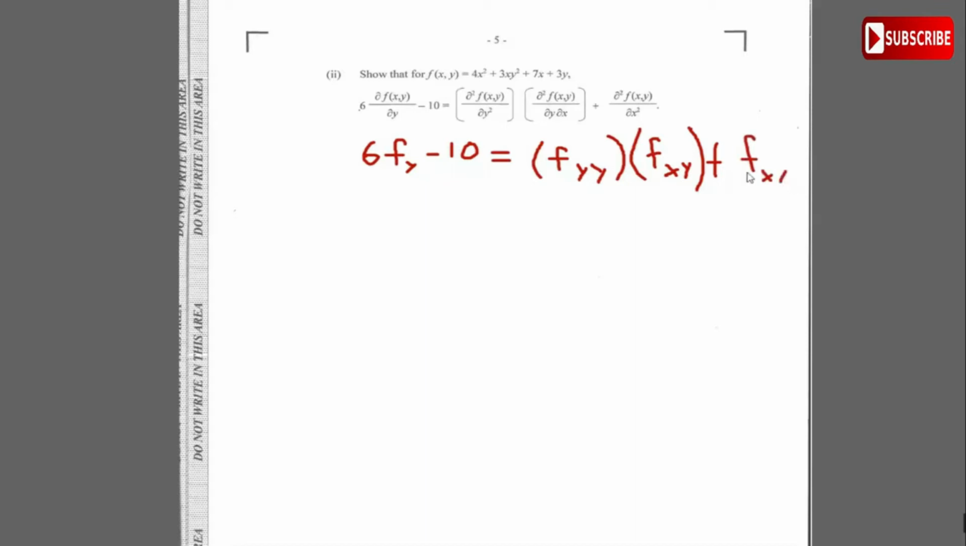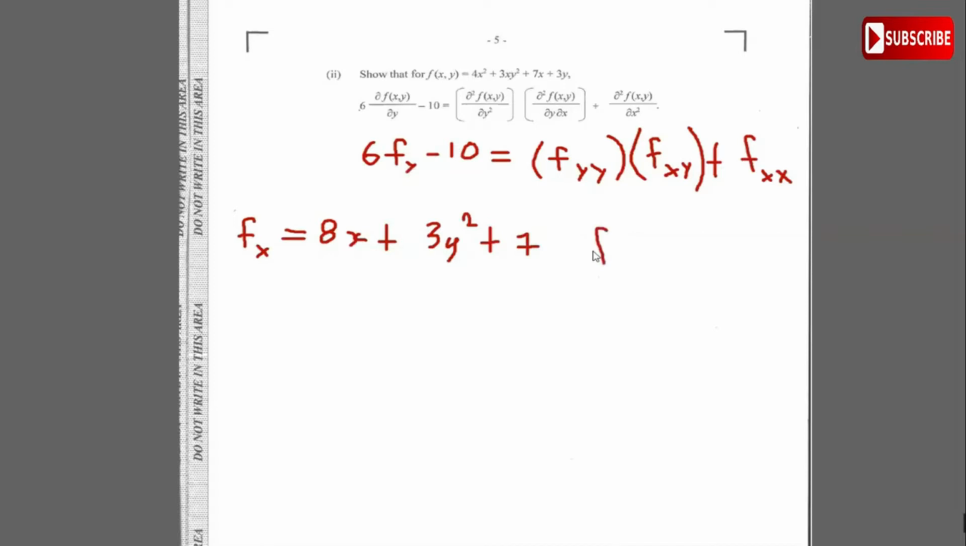If this is what we're trying to prove, the first thing we need to do is start with f. From f, we're going to find the partial derivative of f with respect to x. Differentiating 4x², we get 8x. Differentiating 3xy² with respect to x, we get 3y². Differentiating 7x with respect to x, we get plus 7. So that is fx.